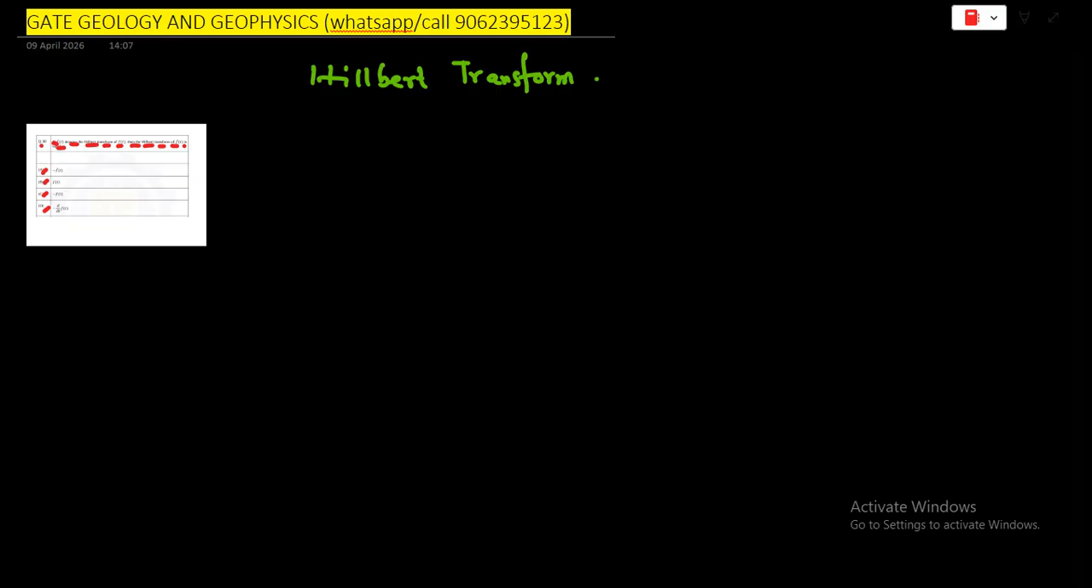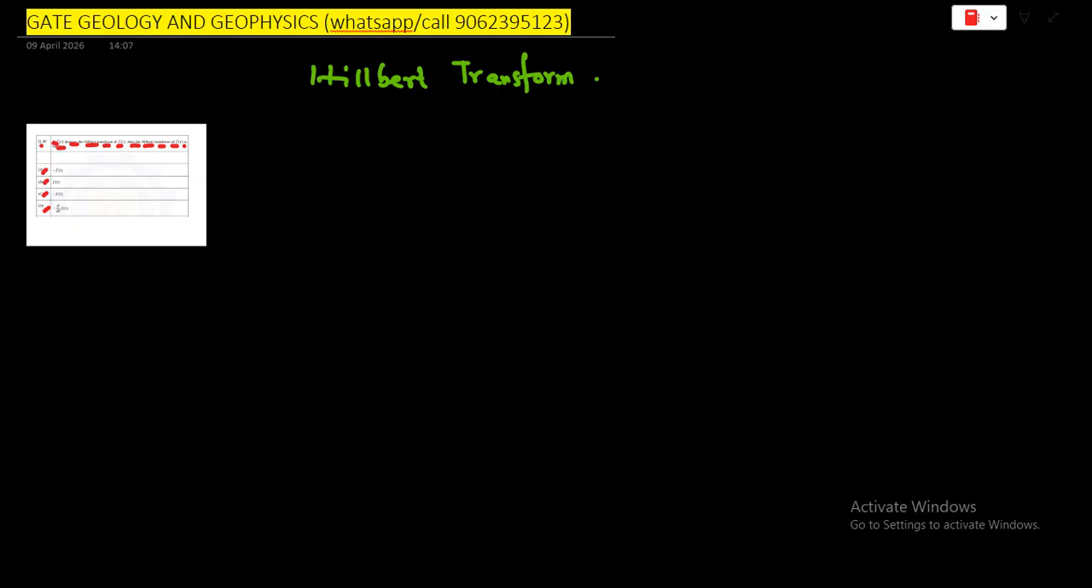Now don't let the name scare you. David Hilbert was a math genius, but in geophysics we use his transform like a magic phase shifter. Think of a signal sitting there, minding its own business, and the Hilbert transform comes along. It does not change the energy, does not change the frequency, but it whispers to every component, hey, shift your phase by 90 degrees. It's like the signal went to a yoga class and came out slightly tilted.